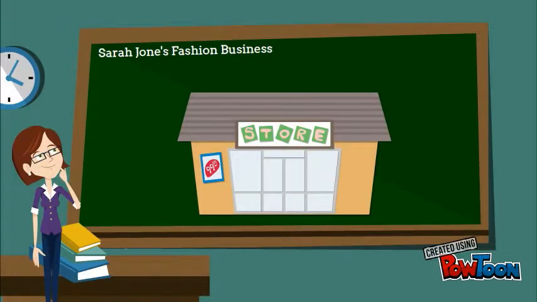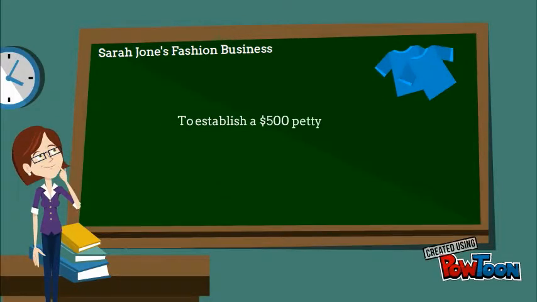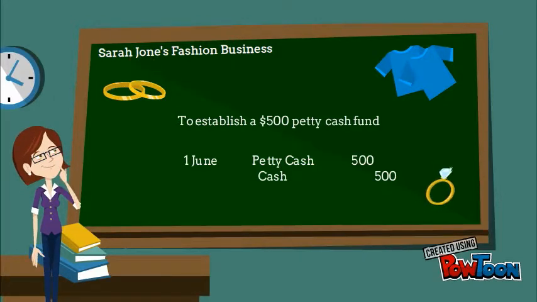In order to demonstrate this, let's look at Sarah's fashion business. She wishes to establish a $500 petty cash fund. To do this, she first records the date as 1 June, then she debits petty cash and credits cash.